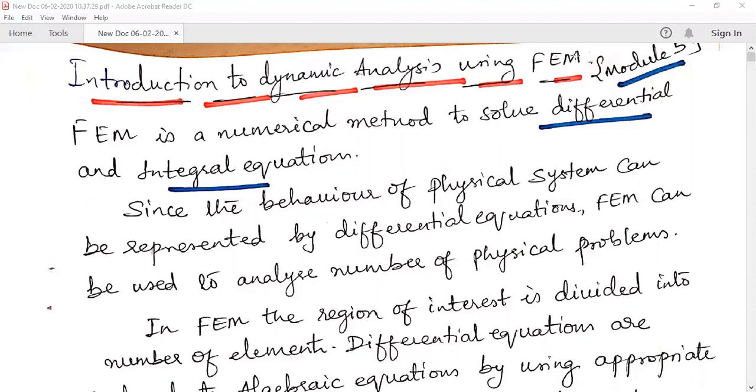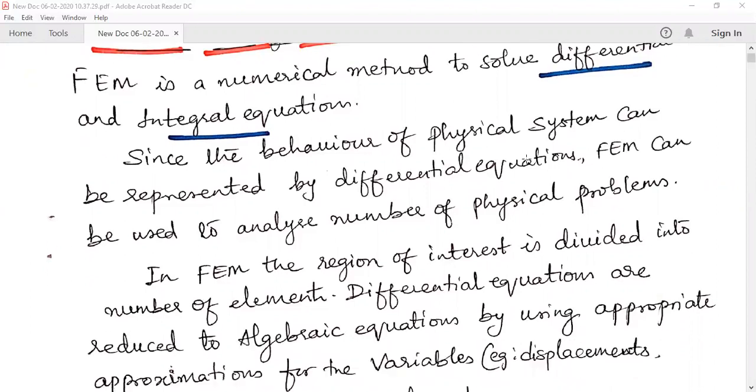In spite of it, I just want you to go through the basics of vibration analysis. And apart from that, in a nutshell, I just want to speak about the importance of FEM first to begin with. So FEM is a numerical method to solve differential and integral equations. Most of the physical systems can be represented by differential equations.